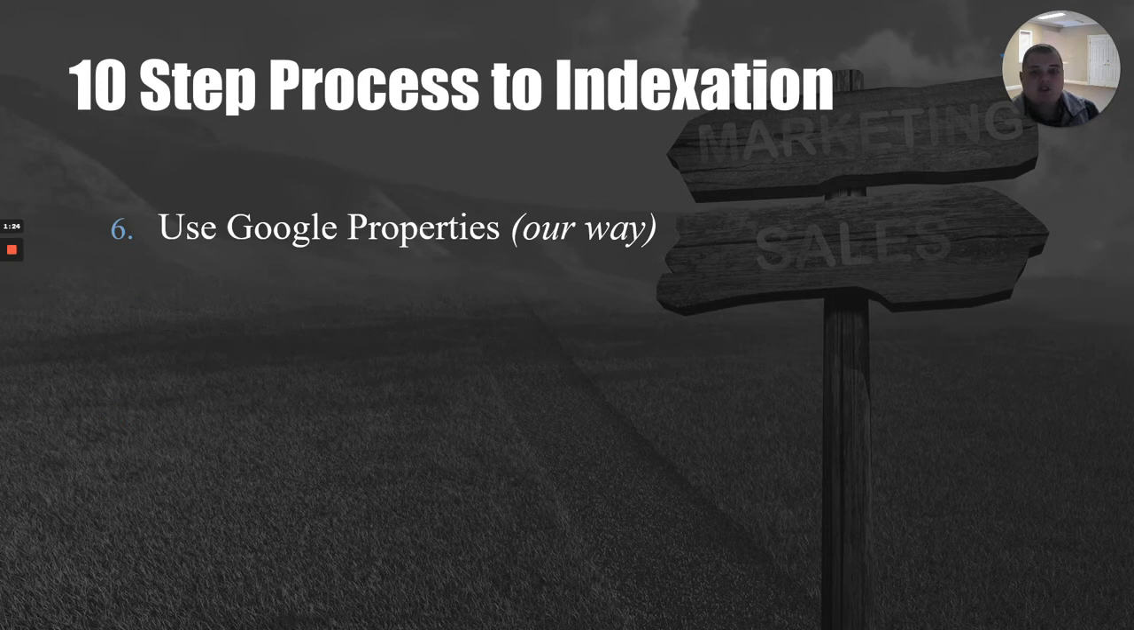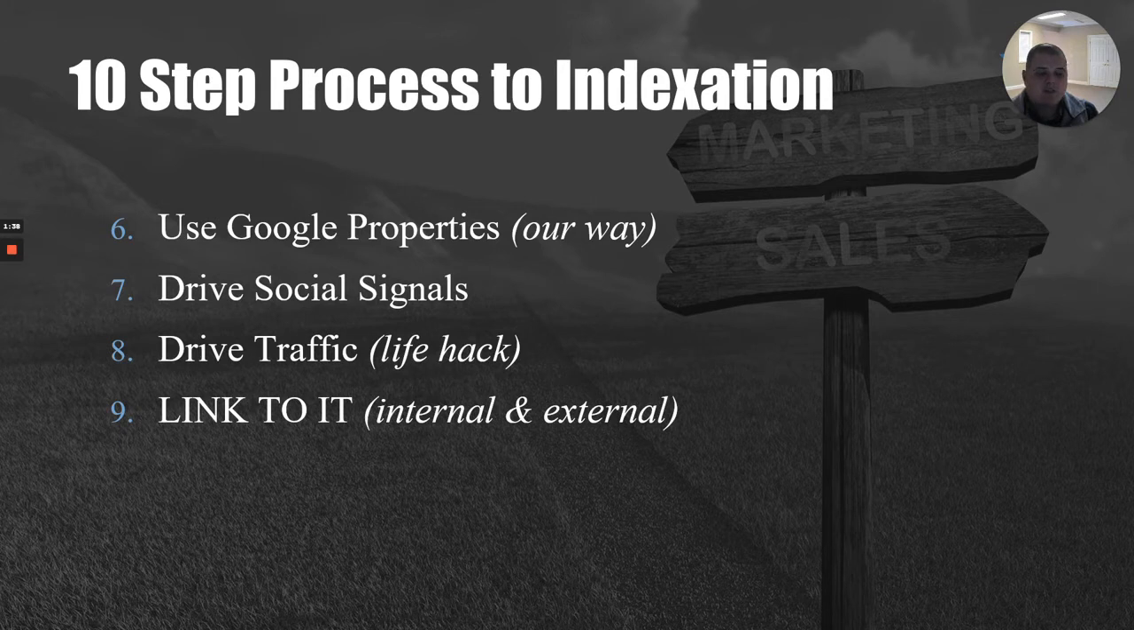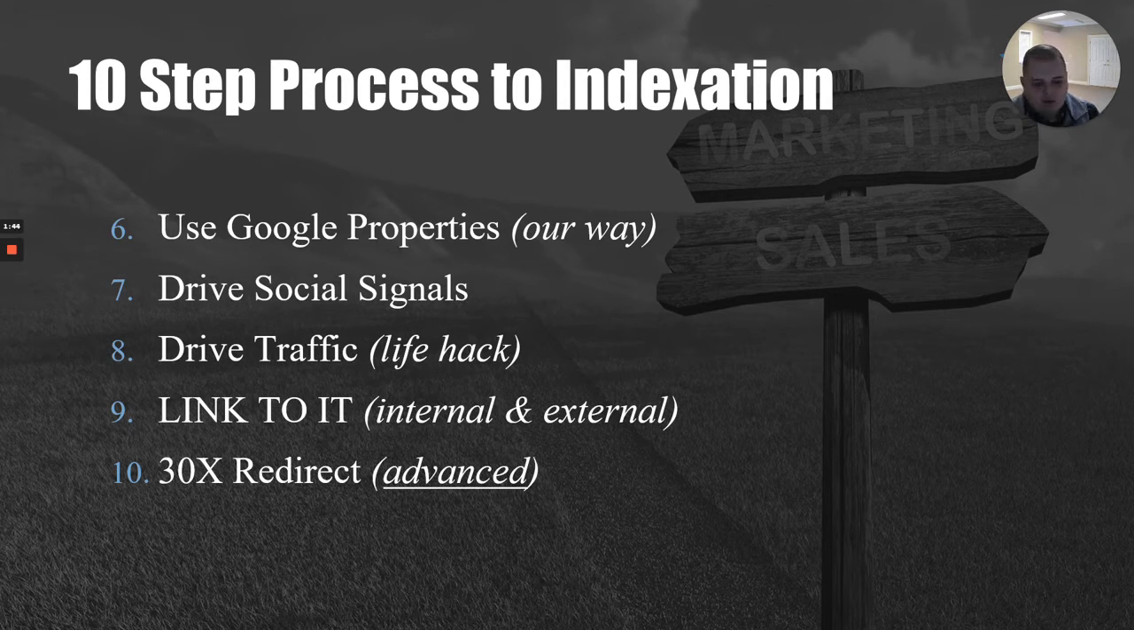Next, we're going to add our new page to some Google properties. And we're going to do it our way, which is slightly different than a lot of other people's. We're going to drive some social signals. We're going to drive some traffic to it. We've got some life hacks for that to make it easier on you. We're going to link to it. Both internal and external linking strategies will be used. And then we're going to cover some 301, 302, 307 redirects. It's an advanced technique. So with that, that's our 10-step checklist. Let's get started on that first step.